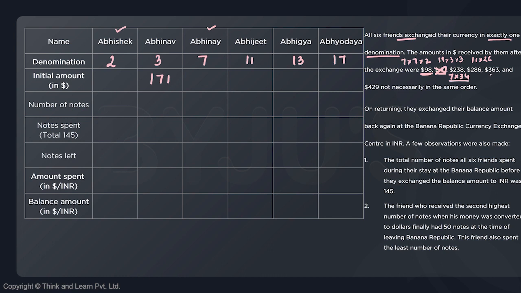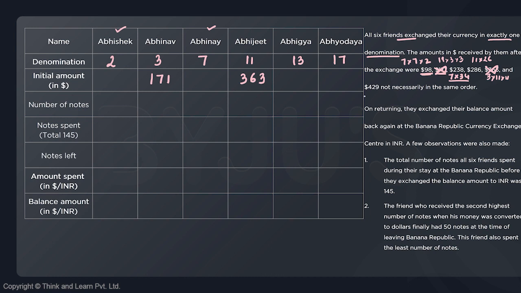Let's talk about 363. It is 3 into 11 into 11. It's a multiple of 3 as well as 11. And a multiple of 3, it cannot be because that is already with Abhinav, right? Abhinav cannot spend $363. So who can exchange $363? It can only be a multiple of 11, that is Abhijit. So Abhijit must have had $363 with him. This also is used here.